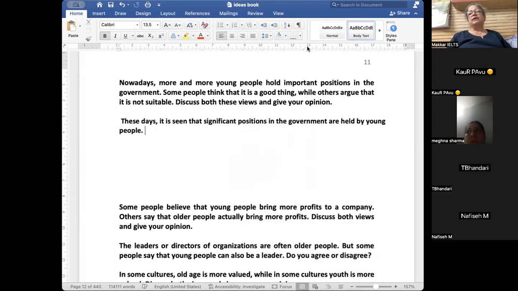Now, some people think, it is believed by some that it is beneficial, while others argue that it is not good to give important positions in the hand of the young. Okay. So now we'll do this. Some people, okay, it is believed by some.